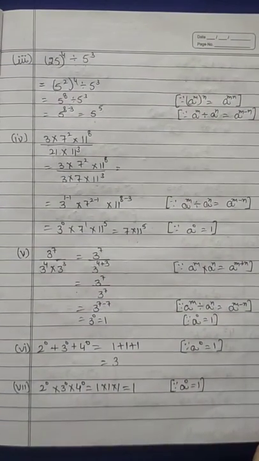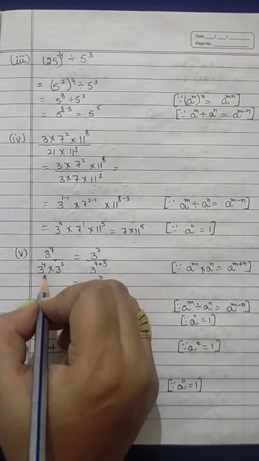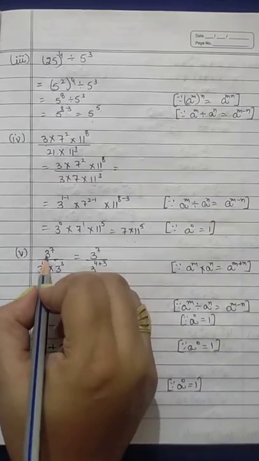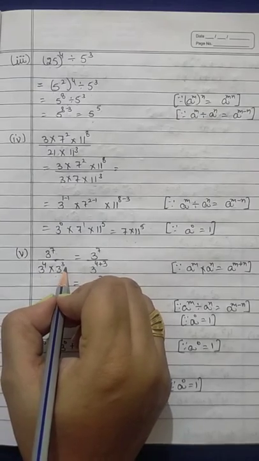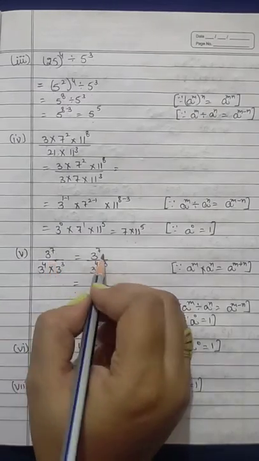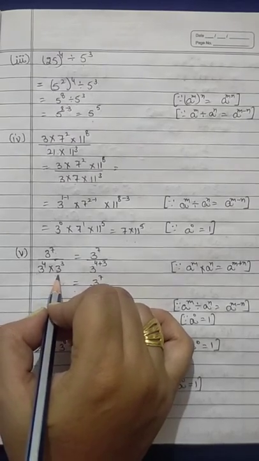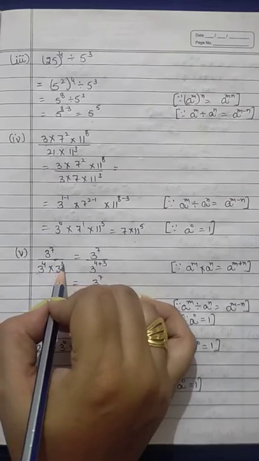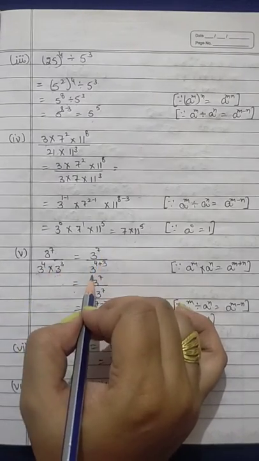In fifth part, we are having 3 raised to power 7 multiply 3 raised to power 4, multiply 3 raised to power 3. See, it is in division form here: 3 raised to power 7 divided by 3 raised to power 4 multiply 3 raised to power 3. So what we'll do here, this one is a single term, write it as it is. And here in this denominator, the base is same with the multiply sign and powers are different. So we will add the powers, that is 3 raised to power 7 divided by 3 raised to power 4 plus 3.